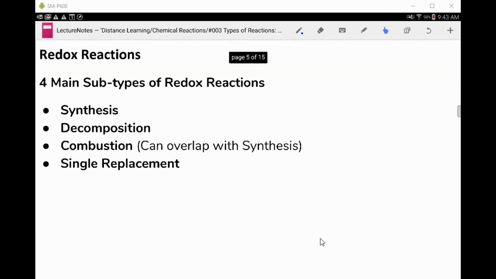So within the different redox reactions, there are 4 subtypes: synthesis, decomposition, combustion, and single replacement. We're going to look specifically at each of those, but in terms of the video we just did, the first reaction with sodium and chlorine was an example of a synthesis reaction, and the previous example with methane was a combustion. But we're going to look more at the mechanisms of each of those, how it ties into redox, and the energy changes associated with all of them.